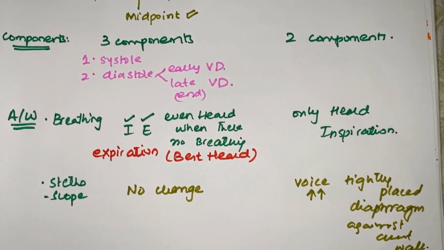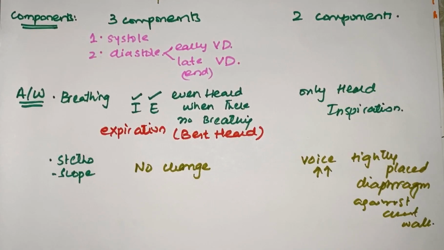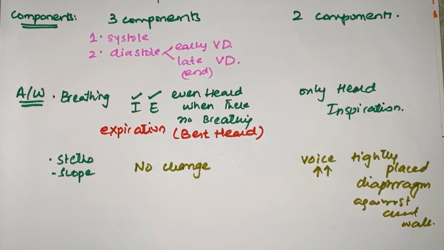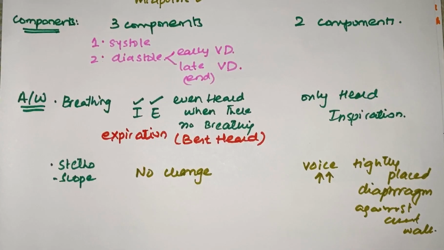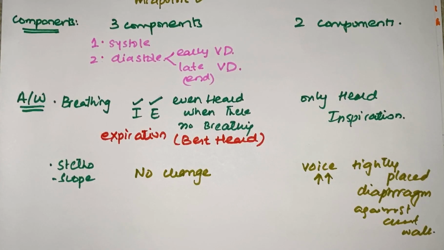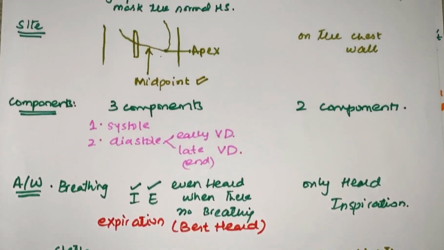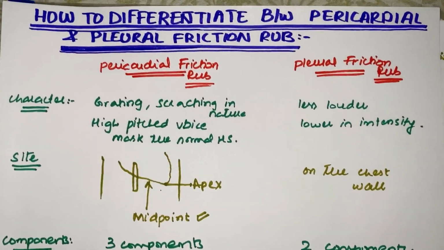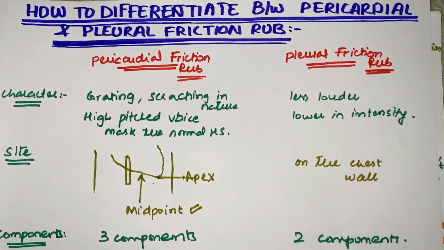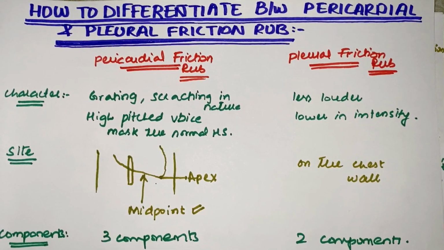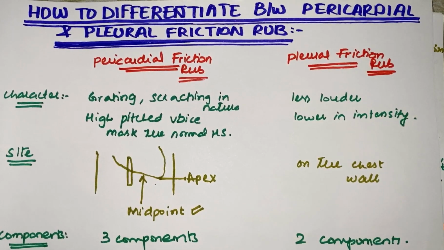So these are some features by which you can easily differentiate, or tell someone if they ask you in your viva or during clinical practice, or if you're a doctor and you don't know this feature, then this can easily be cleared. I hope after watching this video, you can easily differentiate between the pericardial friction rub and the pleural friction rub. A brief summary of the whole discussion.